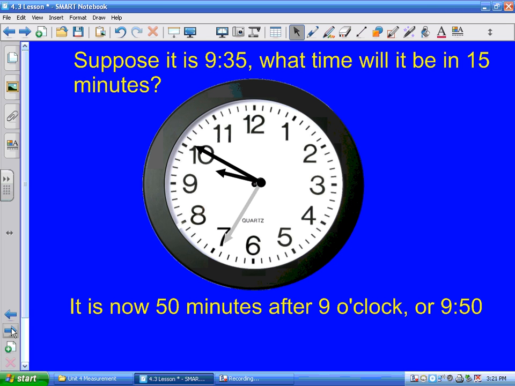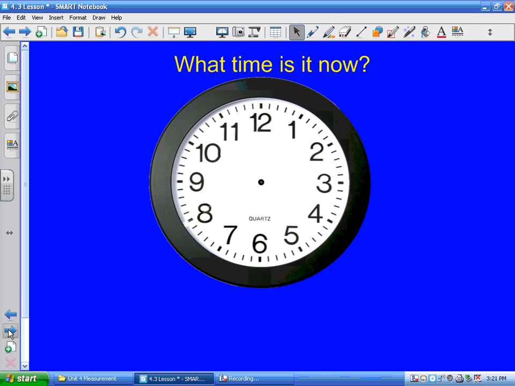So suppose it's 9:35. Just answering the question. You can see where it was right here. It's moved 5, 10, 15. What time is it now?